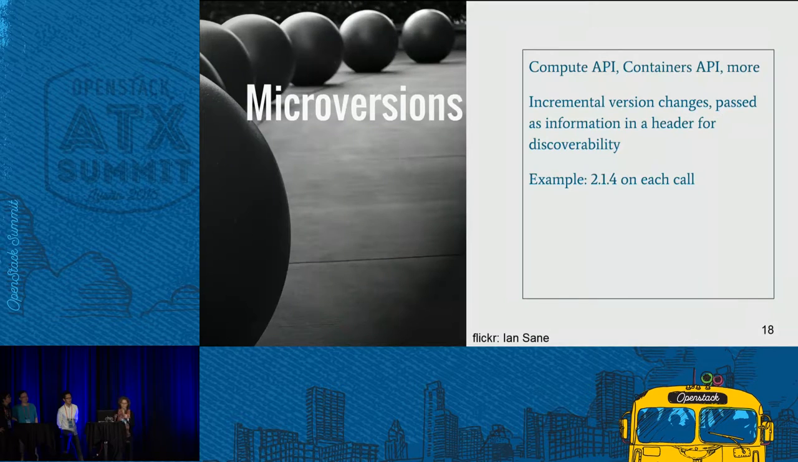The other thing we discovered is that microversions, where you can get incremental version changes, make a call to the service, and it will tell you what microversion you are running, and then you can do the call based on that microversion. Our docs don't support telling people about that at all. They literally have to grep the source code to find out.